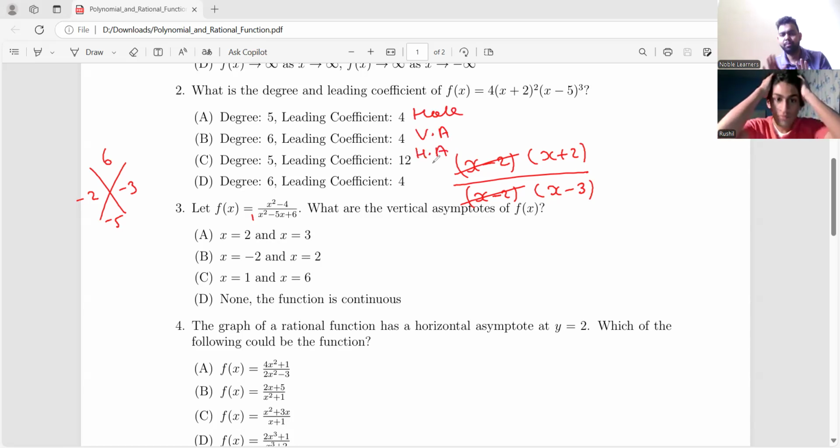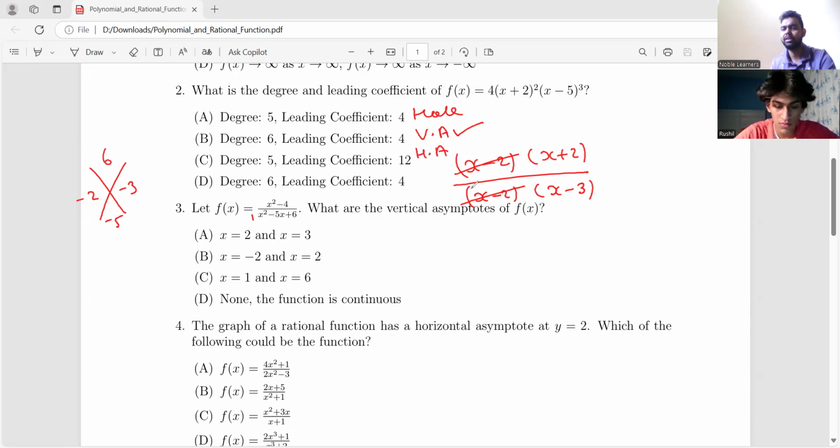Okay, let me tell you a bit about that. In order to find the vertical asymptote, you factor both the numerator and the denominator. That's step number one. Step number two, you see if you can cancel something from the numerator and denominator. If you can cancel something, then that is not the vertical asymptote.